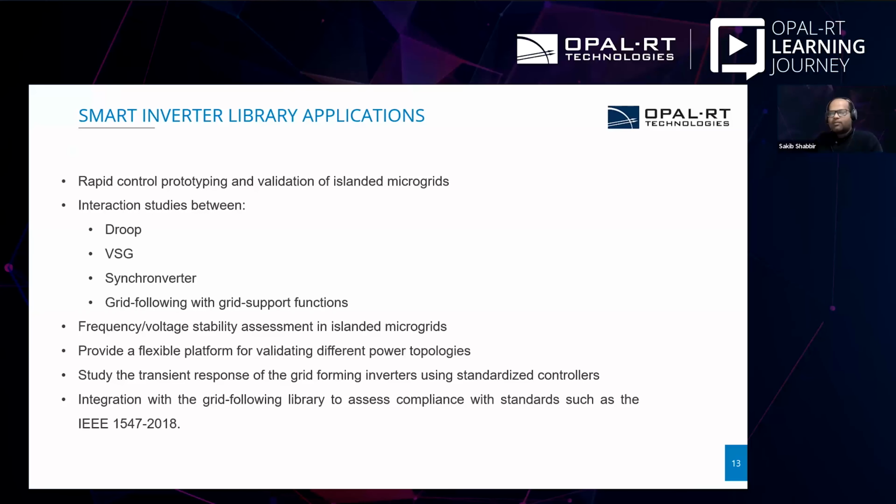It is also one of the possible combinations that in an islanded microgrid, some of the generation units run as grid forming converters and some of the DG units run as grid following converters. In that case, how will these systems interact? These sorts of studies we can conduct through these smart inverter libraries. In addition, we can study frequency and voltage stability analysis. The library also provides a flexible platform for validating different topologies of the power system it is connected with.